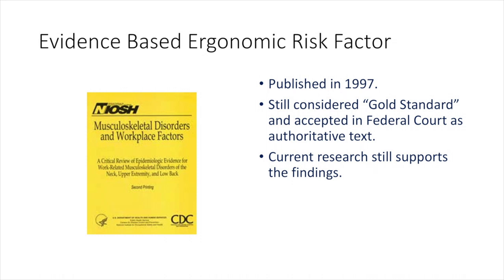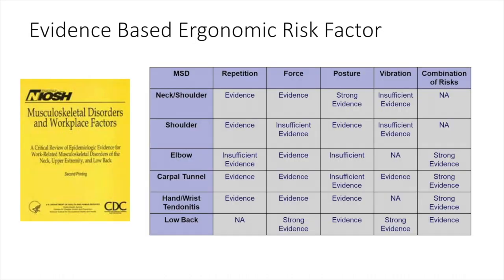So there is a table in the yellow book. And again, this is a free download on NIOSH's site. That actually goes through and shows, okay, for neck and shoulder, there is evidence that repetition has a contributing factor there. Peer-reviewed literature, okay? So there is evidence for force, strong evidence of posture. Let's come on down to carpal tunnel. Evidence of repetition, evidence of force, insufficient evidence of posture.